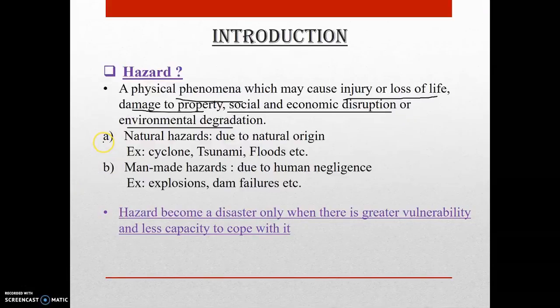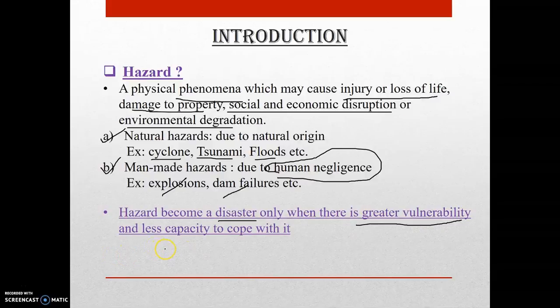Hazards are of two types: natural hazards, due to natural origin, like cyclones, earthquakes, tsunamis, floods, etc. The second one is man-made hazards, due purely to human negligence. Examples: explosions, dam failures, bomb blasts, etc. Hazards become a disaster only when there is greater vulnerability and less capacity to cope with it.